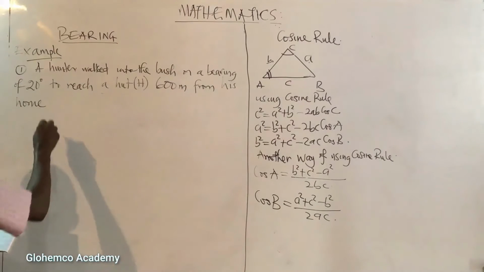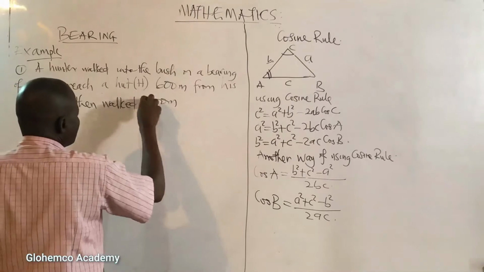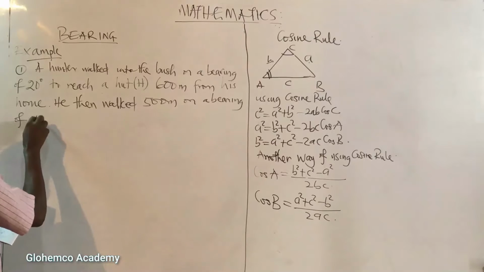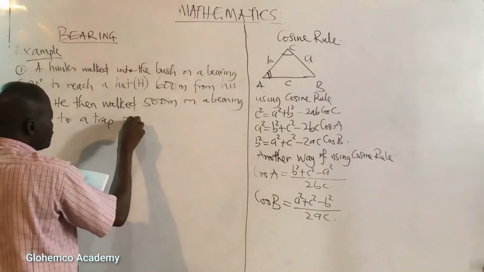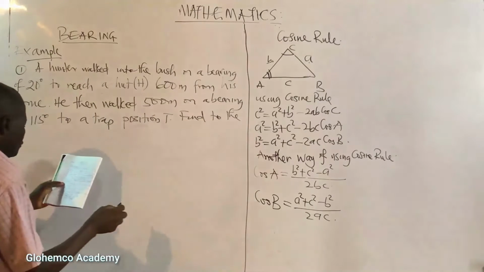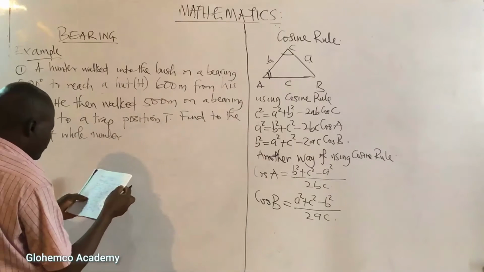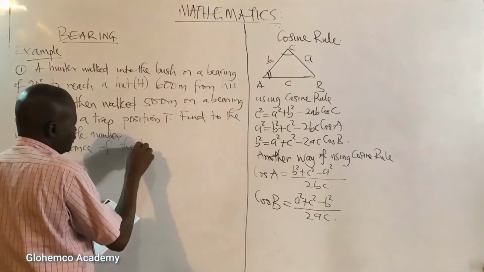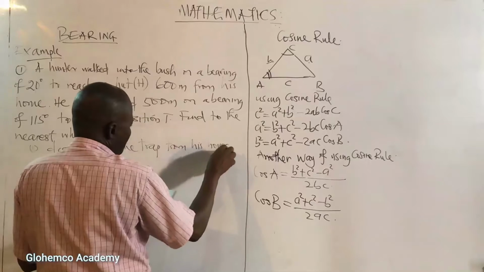his house. He then walked 500 meters on a bearing of 115 degrees to a trap, position T. Find, to the nearest whole number, the distance of the trap from his house.